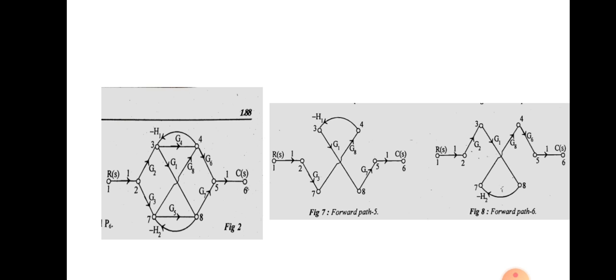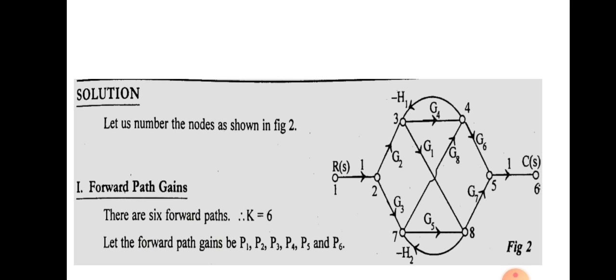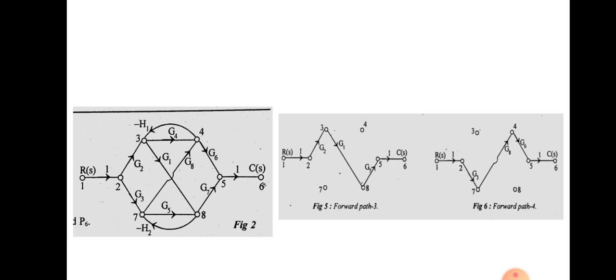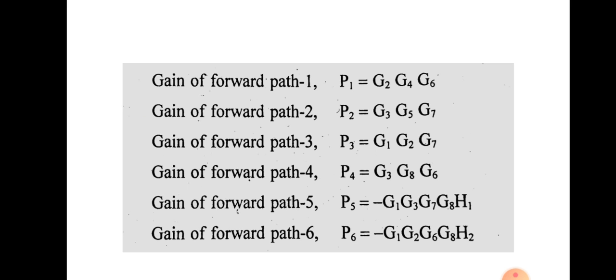So there are 6 forward paths, and in step number 1 we find out the forward path gains. Since there are 6 forward paths, k will be equal to 6, and let the forward path gains be P1, P2, P3, P4, P5 and P6, and we can find out the values for each of them: P1 equal to that quantity, P2 equal to that quantity, and P3 and so on, up to P6, which is obtained from the forward paths. First of all you should take time to draw all the possible forward paths.